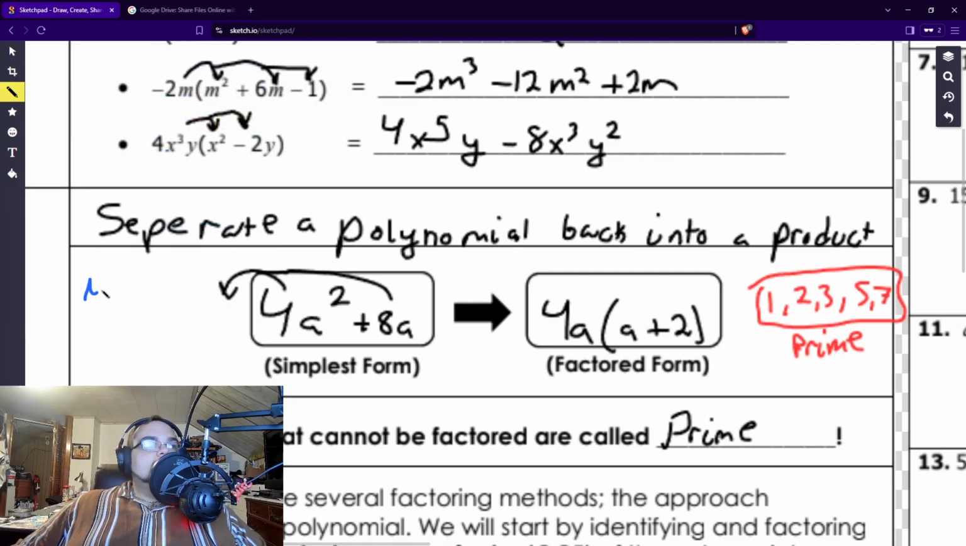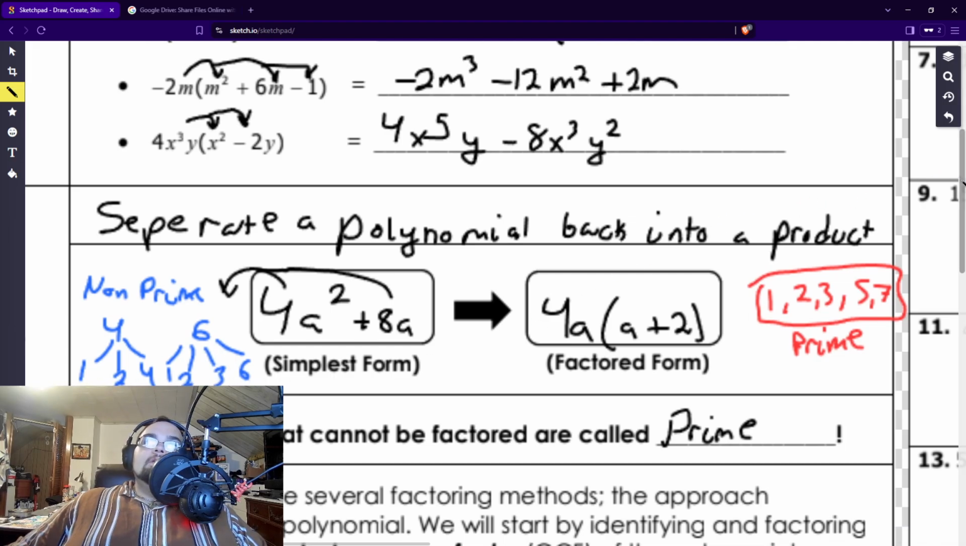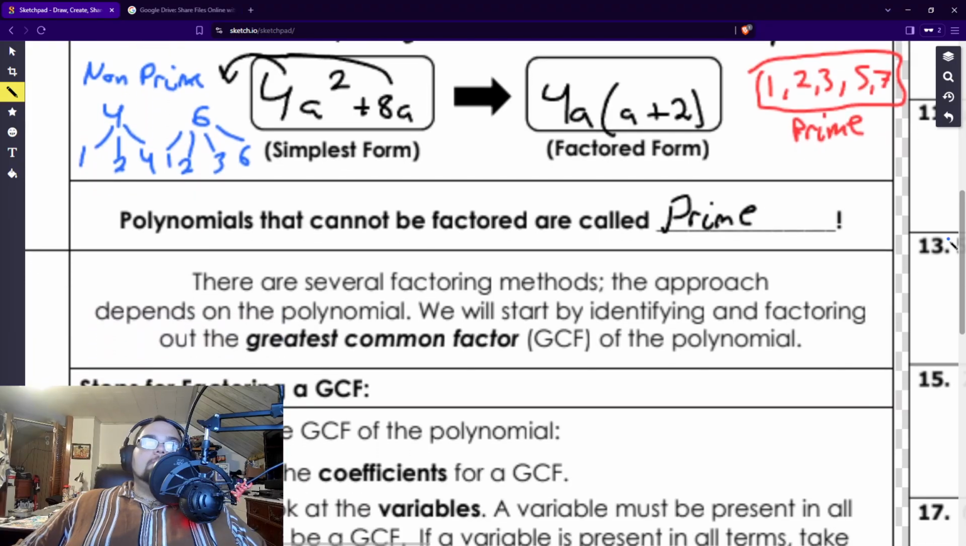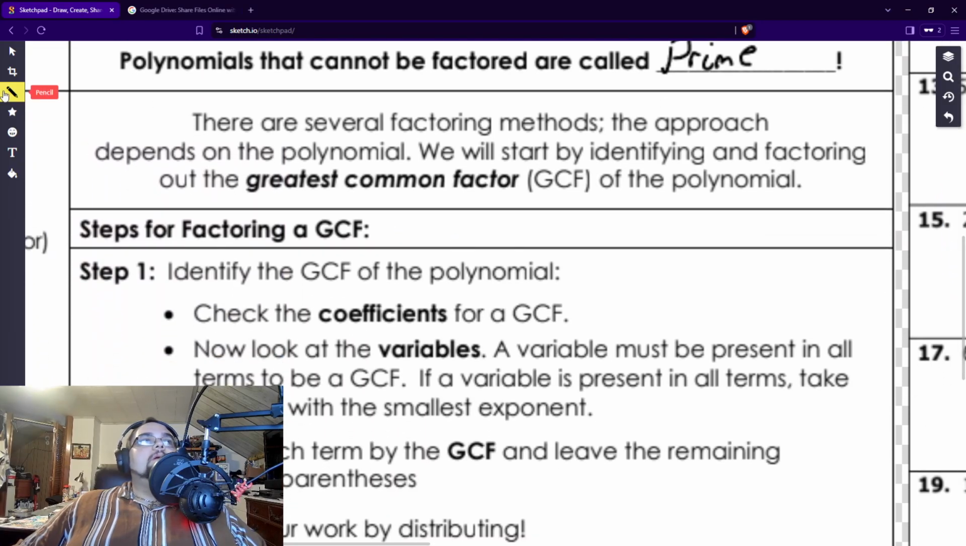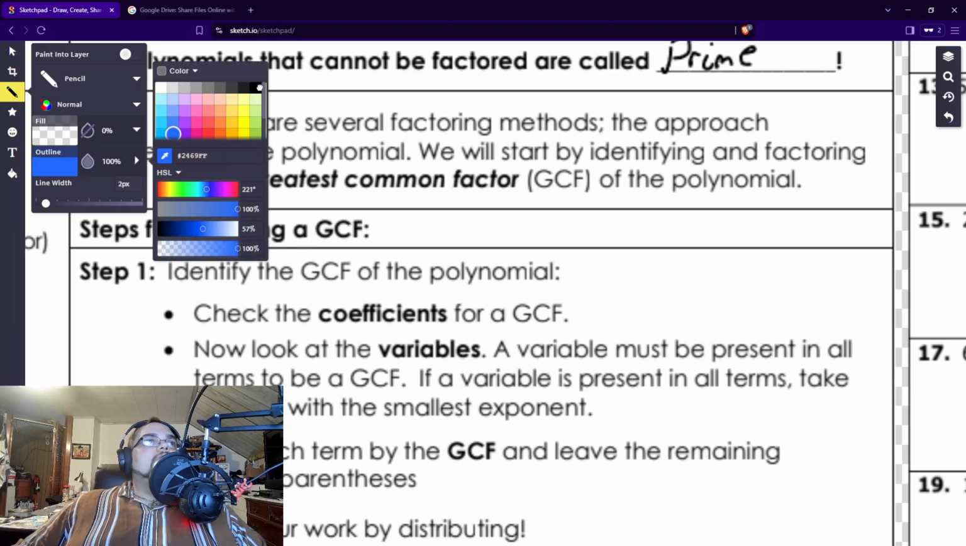Non-primes are numbers like 4, which could be separated into 1 and 4, but also 2 and 2. There's a number besides itself and 1. Or something like 6, which could be 1 and 6, but also 2 and 3. This is just something to keep in mind. There's a field of study of math called number theory, which focuses heavily on prime numbers. But that's neither here nor there for now.